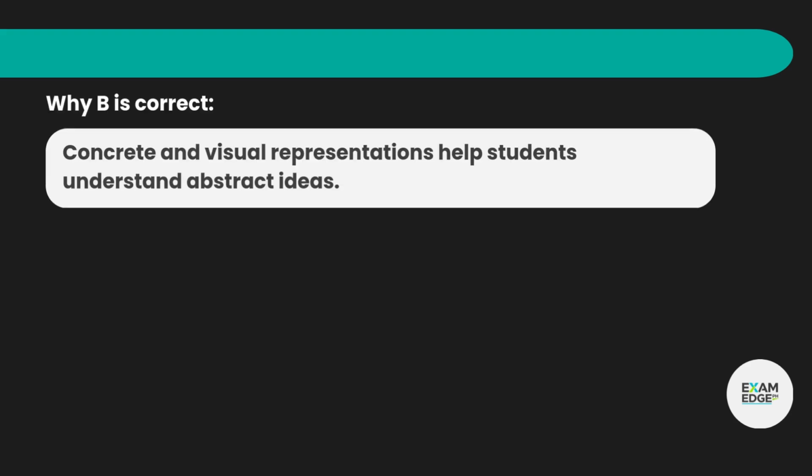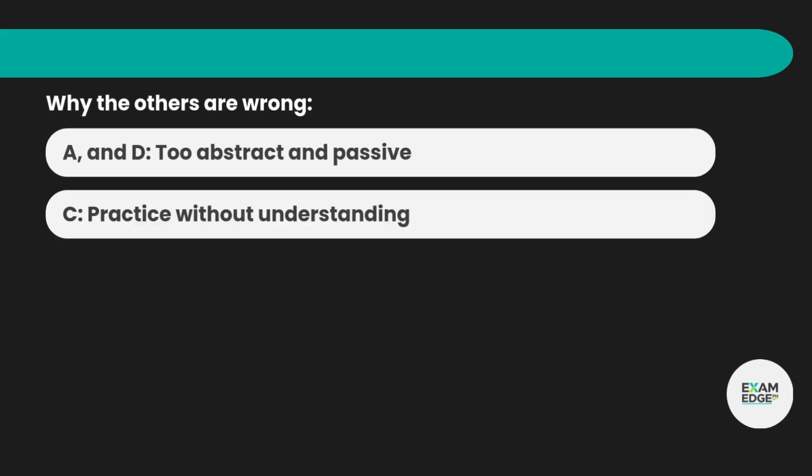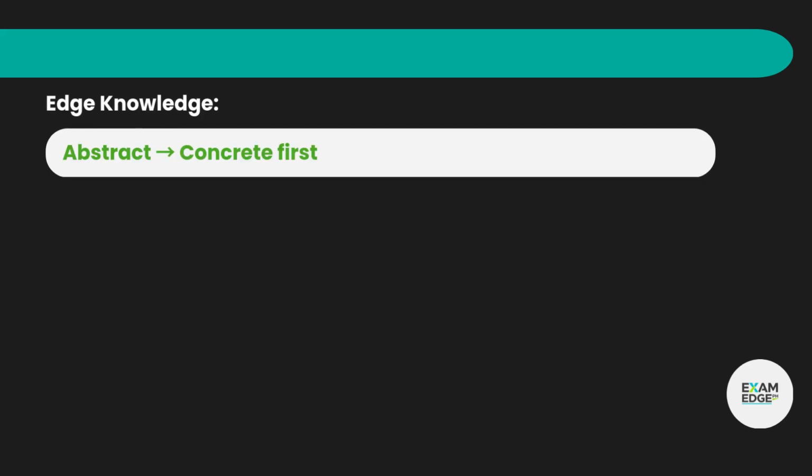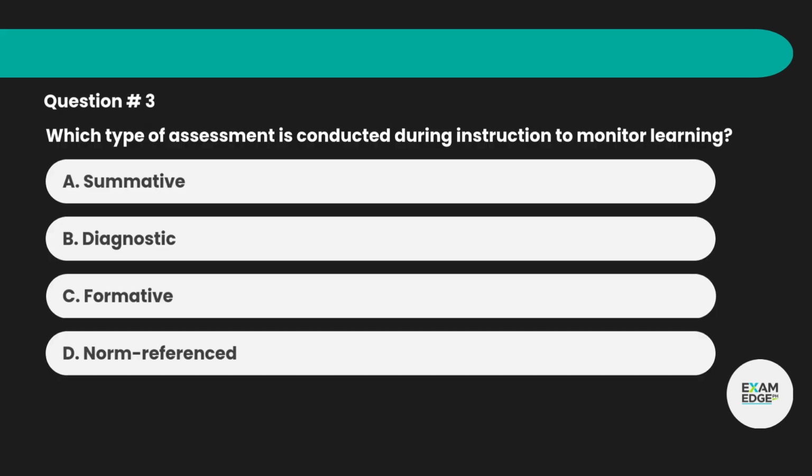Why B is correct? Concrete and visual representations help students understand abstract ideas. Why the others are wrong? A and D, too abstract and passive. C. Practice without understanding. Edge knowledge: abstract to concrete first.